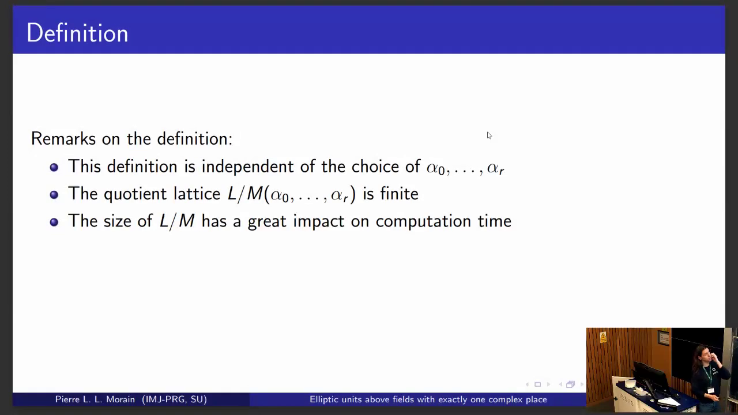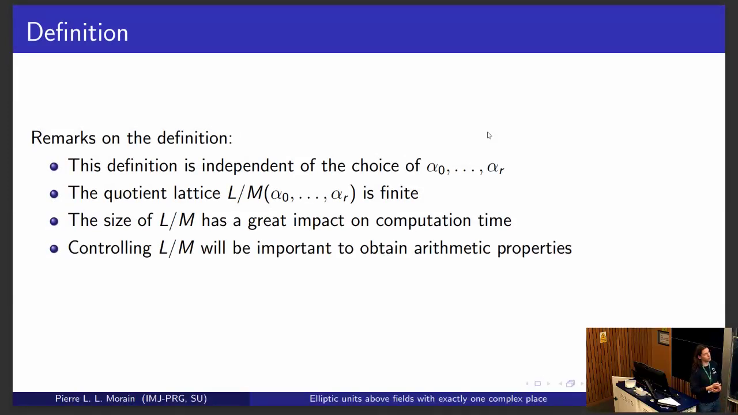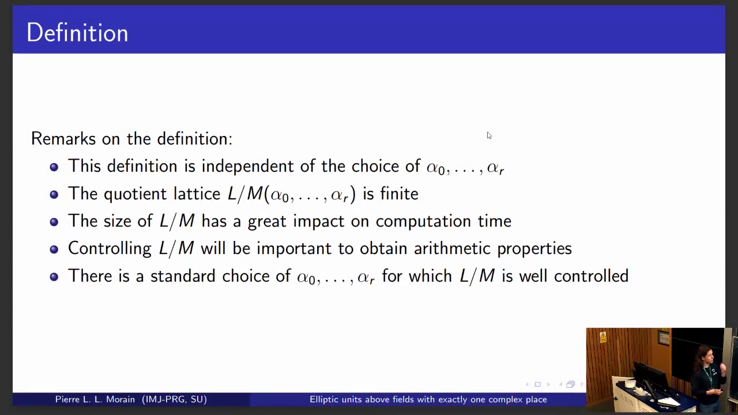And so the size of this set has a great impact on computation time, but it also has an impact on the arithmetic properties that we think we'll get at the end. The other thing I want to say is that in this definition, I took a dual family, and in fact there's only one dual family that I like, and we don't really care about the dual family. So we're not going to talk too much about this.